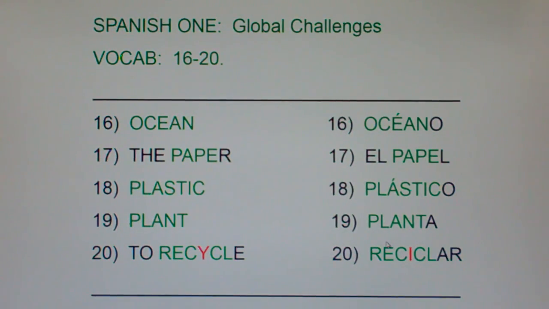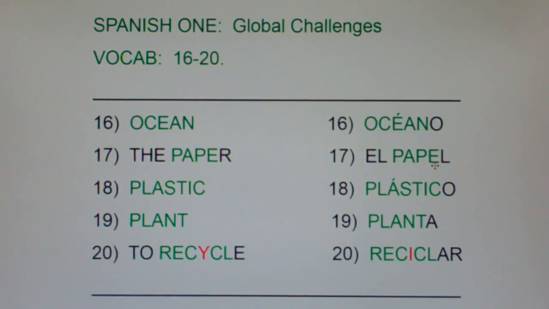All right, let's go through this. Ocean is just océano. Notice, we normally stress the next to last vowel, but we're not saying océano, we're saying océano. That accent mark says, hey, don't stress the next to last vowel, don't stress the vowel you expect to stress, stress me, so it's océano.